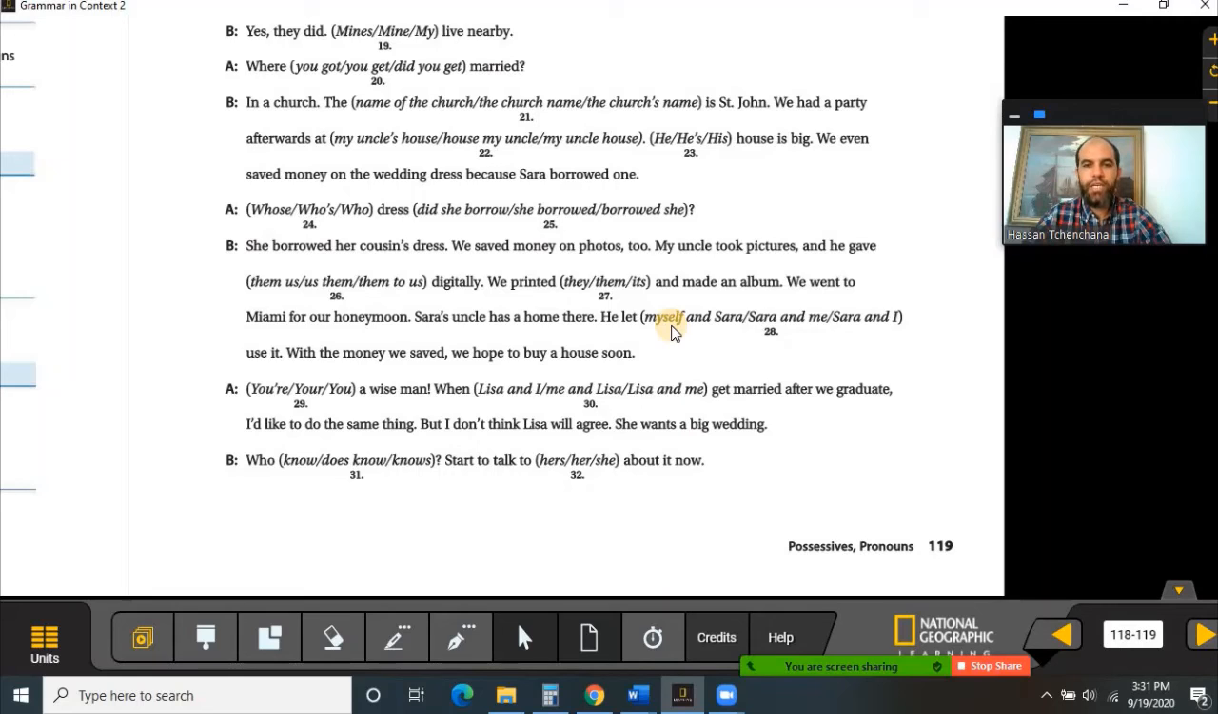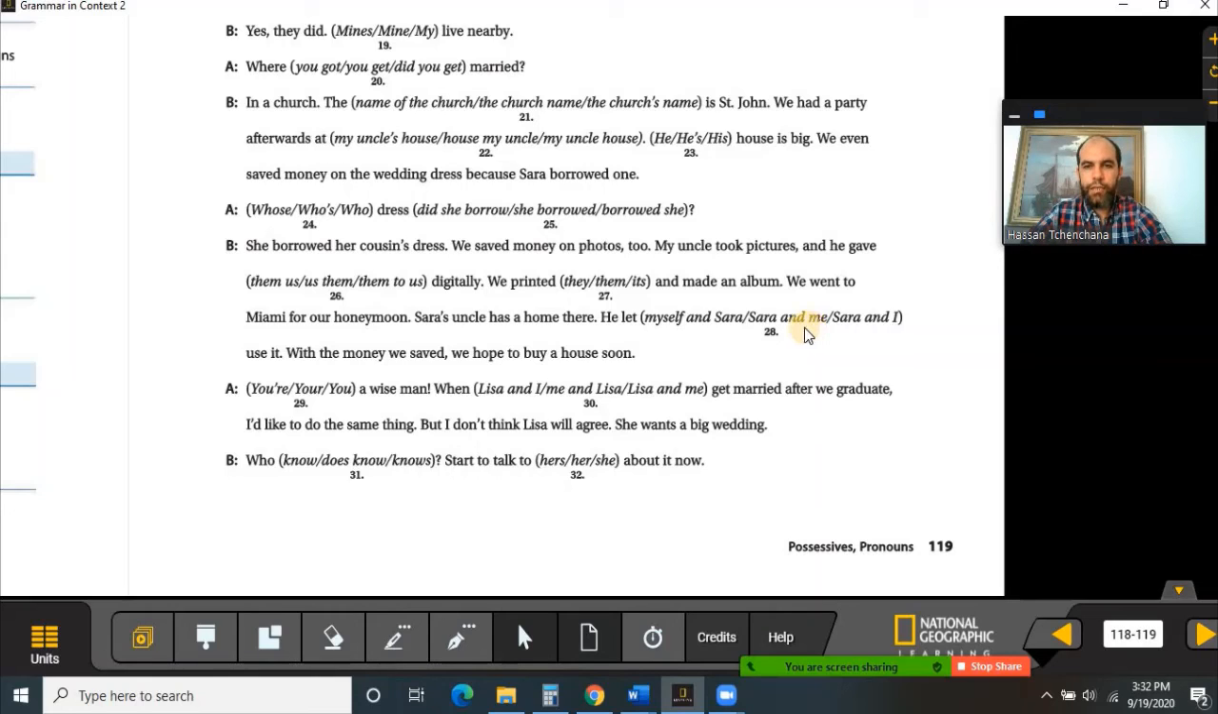Doesn't work. Now let's suppose that we have himself. This would be correct. Yes, because himself agrees with he. He lets himself and Sarah. But because we have myself and here we have he, there is no agreement. Therefore, this reflexive pronoun doesn't work with he, and we can say that this is not a good choice. Now, the correct answer is Sarah and me. This is the correct answer.